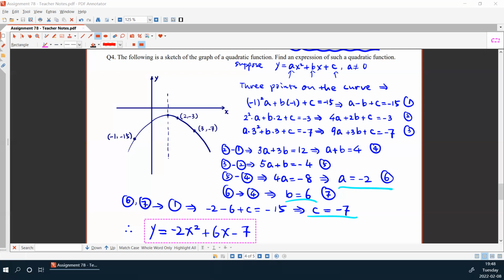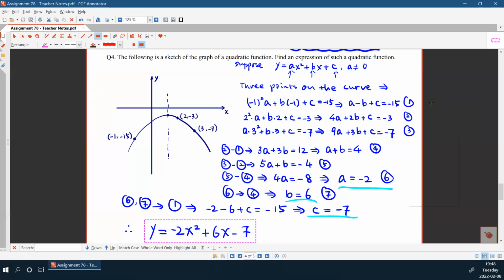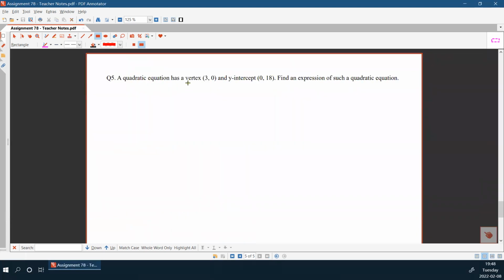Okay. All right, good. Then let's see the next one. Actually, question 5 is very similar to question 3, except that you are given not a graph, but an English statement, right? Again, this time you know the coordinates of the vertex and a point on the curve. Then the question asks you to find the expression of such a quadratic equation, right?